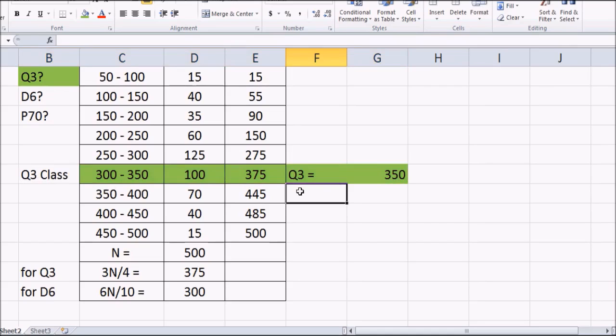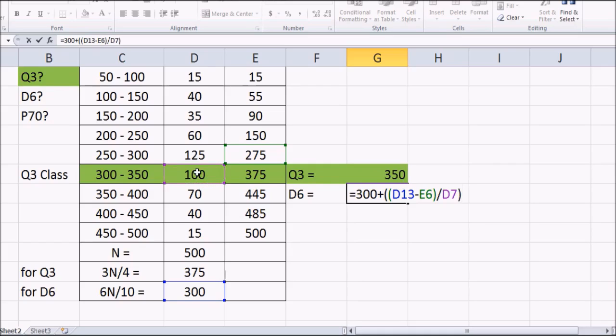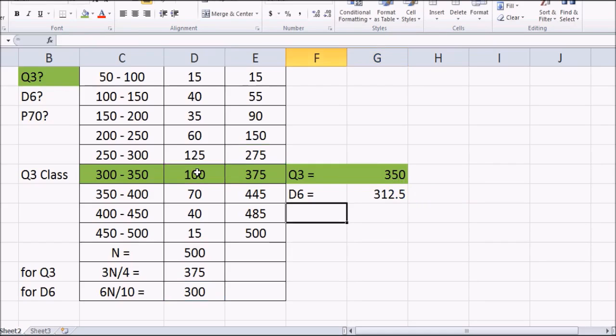Let me do the calculation of D6 here. D6, lower value again is 300 plus this value 6n by 10 minus the cumulative frequency before, which is again 275, divided by the frequency of this class, which is 100, and the whole thing again multiplied by the width of the class, which is 50. So it's 312.5. So my D6 is 312.5.